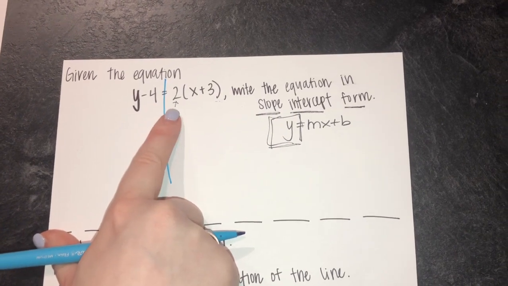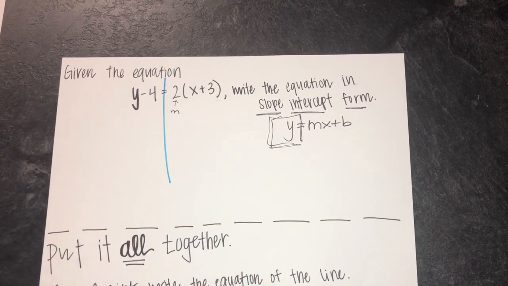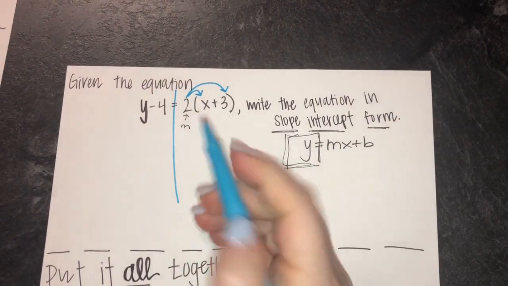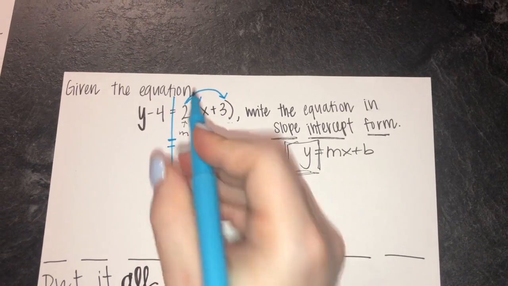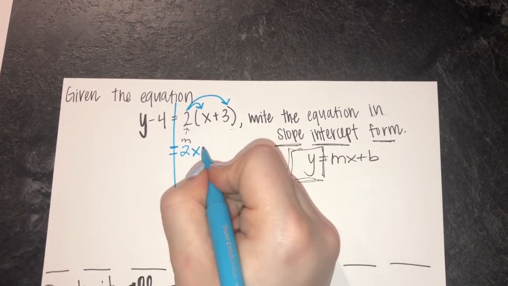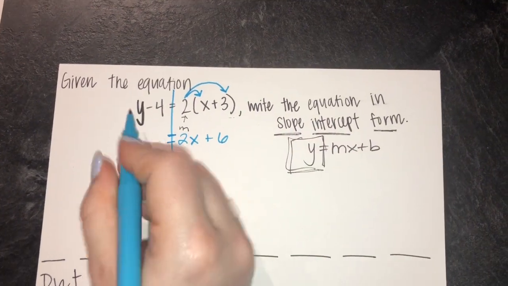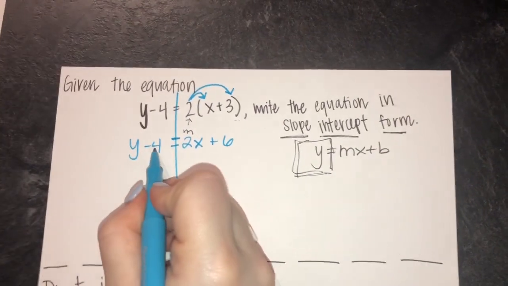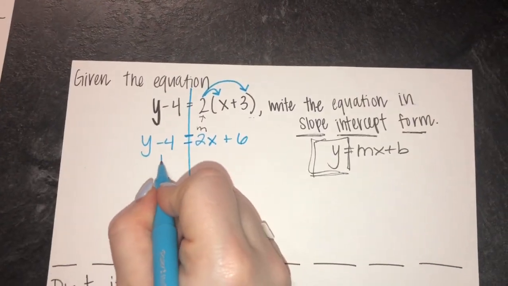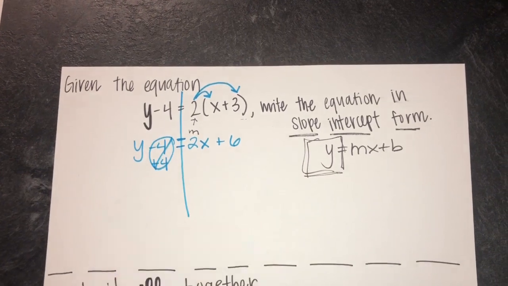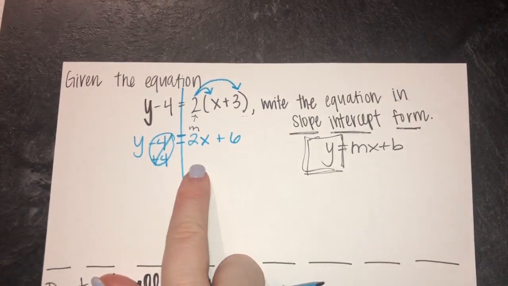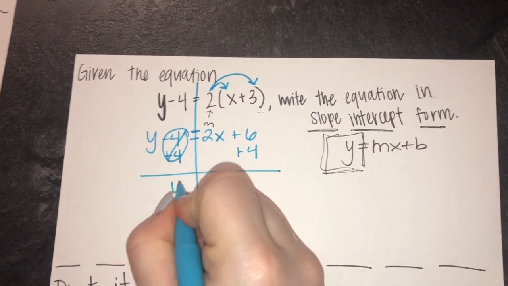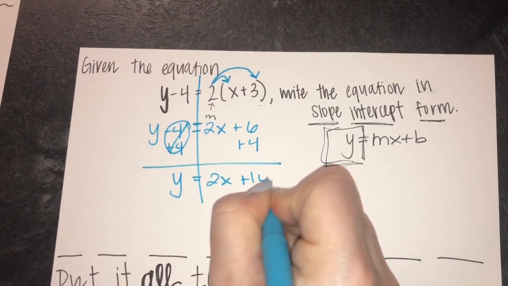But if I'm solving for y, the first thing I have to do is simplify the right side right here, okay? So I'm going to draw my arrows. So 2 times x gives me 2x, and 2 times 3 is 6. Now what I have left over here is y minus 4. Is y by itself yet? No. I need to get rid of this -4. The opposite of -4 is +4. This becomes a 0 pair. What I do to one side, I have to do to the other. Well, I'm going to add 4 to the 6. So this becomes y equals 2x plus 10.